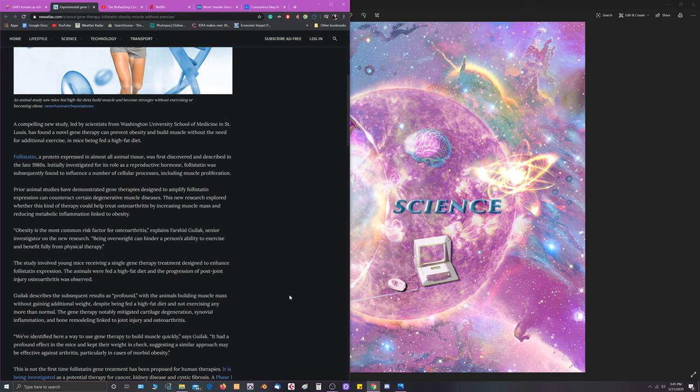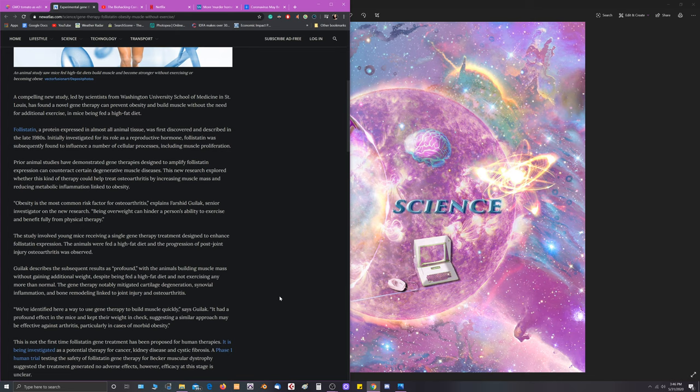All right. So follistatin, a protein expressed in almost all animal tissue, was first discovered and described in the late 1980s. Initially investigated for its role as a reproductive hormone, follistatin was subsequently found to influence a number of cellular processes, including muscle proliferation. Prior animal studies have demonstrated gene therapies designed to amplify follistatin expression can counteract certain degenerative muscle diseases. So that would be like, for instance, sarcopenia, which is like the gradual loss of muscle mass as you age.